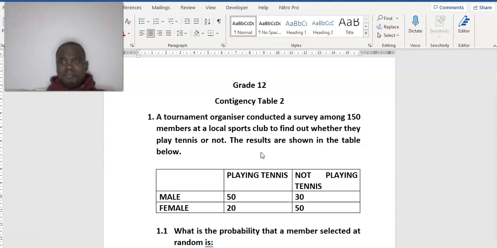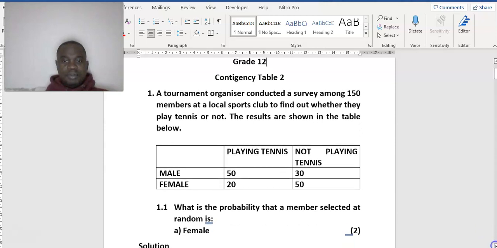Okay, this is a past question. Let's look at this. It says a tournament organizer conducted a survey among 150 members at a local sports club to find out whether they play tennis or not. The results are shown in the table. So those who play tennis, those who do not play tennis, male and female.